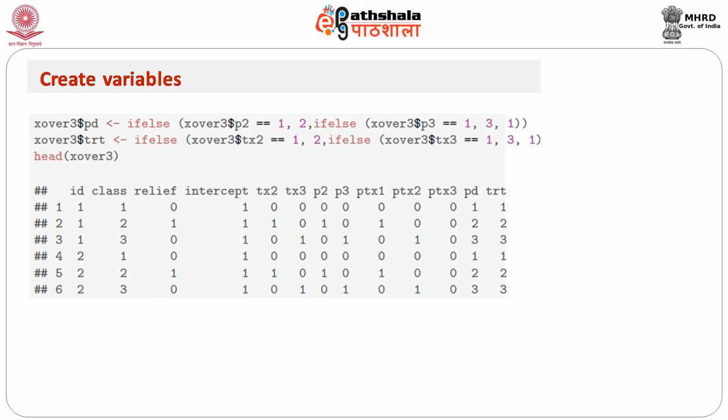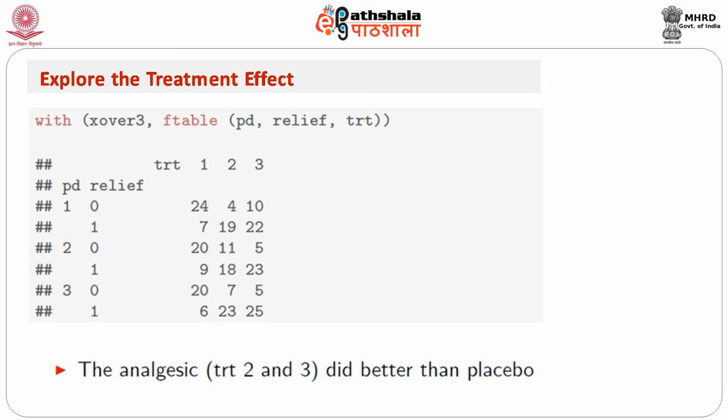We would be creating 2 variables: one is called the period variable and the other is the treatment variable. We use the ifelse command to create the period variable and the TRT command to create the treatment variable, and then use head again. So, now 2 variables are added. The last ones are the PD variable which stands for the period, and the TRT variable which stands for the treatment. The basic exploration that we can do is a table of the period, relief and treatment, and what do we see here?